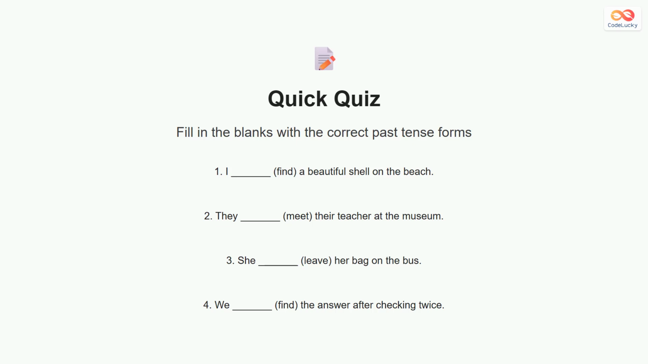Time to check understanding. Fill in each blank with the correct past tense form. I blank find a beautiful shell on the beach. They blank meet their teacher at the museum. She blank leave her bag on the bus. We blank find the answer after checking twice. Try to recall the past forms from memory before listening to the answers.